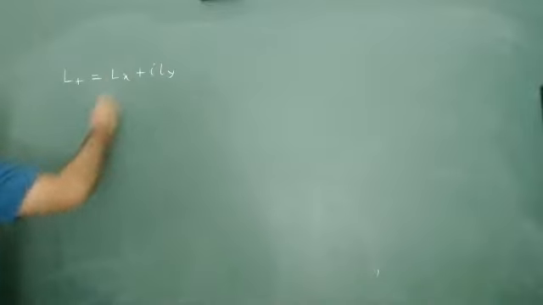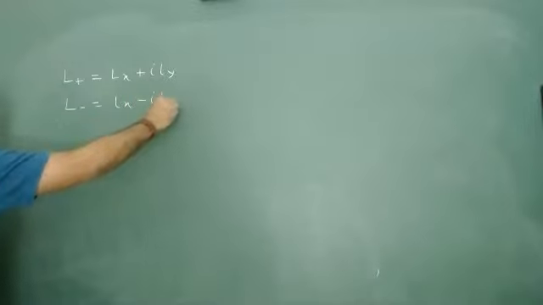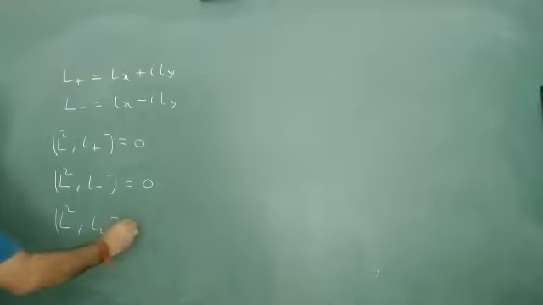So I have the L plus operator, and this operator is Lx plus i Ly. L minus operator is Lx minus i Ly. So obviously you can again have the commutator of L square and L plus will be 0. You can easily find. And you can also find the commutator of L square and L minus is also 0. You can also find the commutator of L square and Lz is 0.